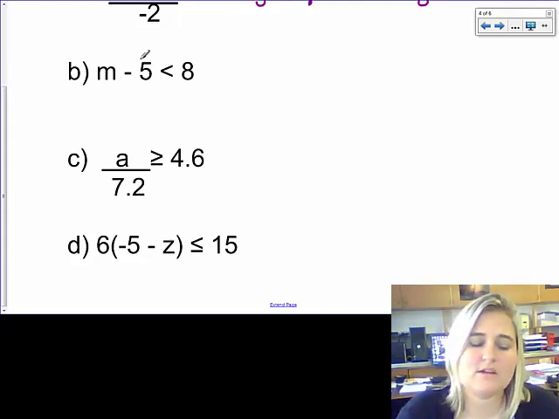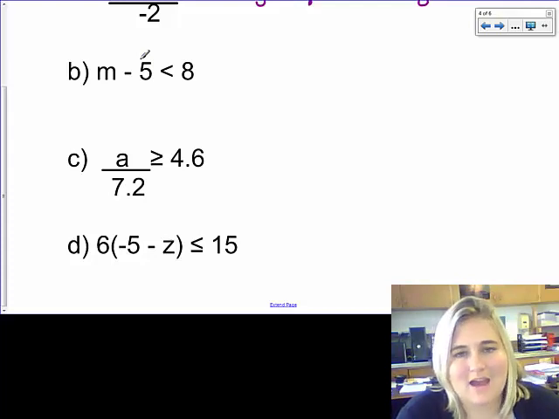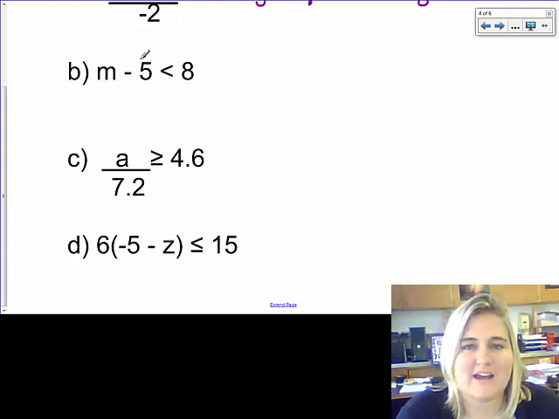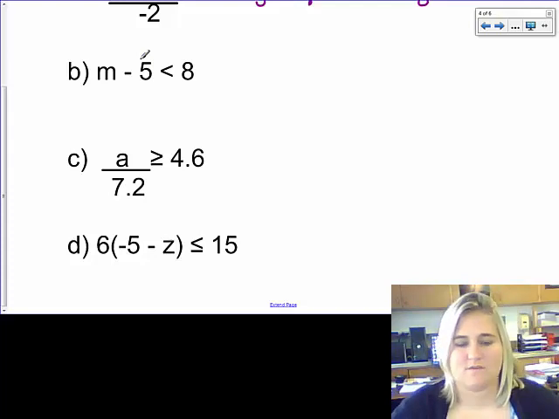Okay, you could say those lots of different ways. On C, you could have said A divided by 7.2 is greater than or equal to 4.6. You can say that, but I want you to understand that in your book or on your test, they're probably not going to use the name of each symbol. They're going to use at most, at least, those sorts of things.